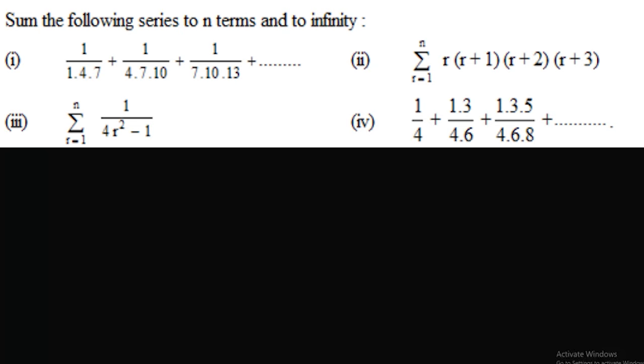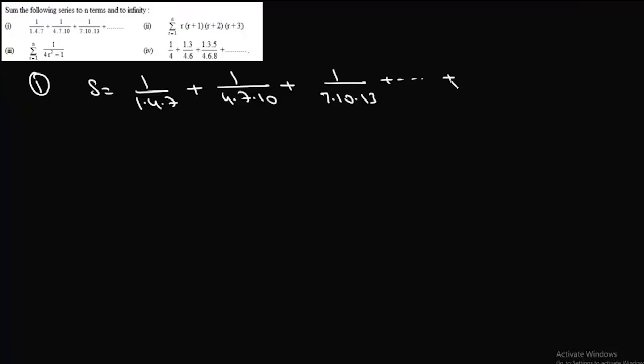Now here the question is, we need to find the sum of these 4 series. Now this first one is, we are given this series which is 1 upon 1 into 4 into 7, 1 upon 4 into 7 into 10, 1 upon 7 into 10 into 13, we need to find its sum up to nth term and then up to infinity. Now first we'll find nth term for this series.